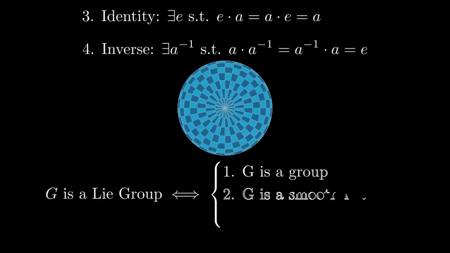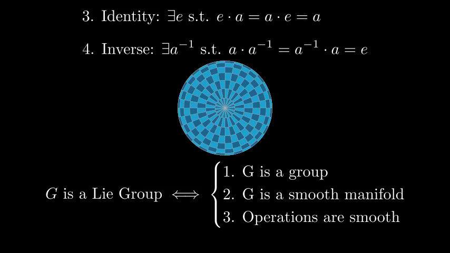A Lie group is both a group and a smooth manifold, where the group operations are smooth. This smoothness of the group operations is what makes calculus applicable to groups, and is crucial. This means the group multiplication and inversion operations are smooth maps.